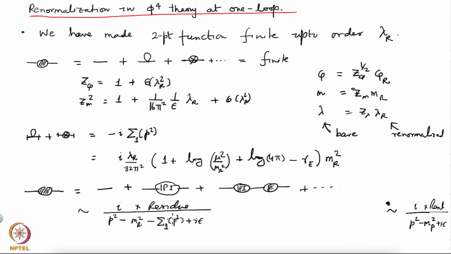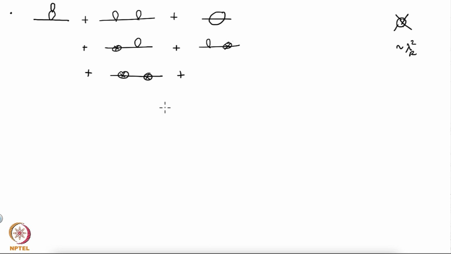And that is what I am using, because I am drawing diagrams which are correct up to order lambda r square. So this vertex, if I take it, and these are two of my external lines, then I can connect it like this. So this is another order lambda r square term that contributes. This will bring in Z lambda with it. Okay, 2 loops.